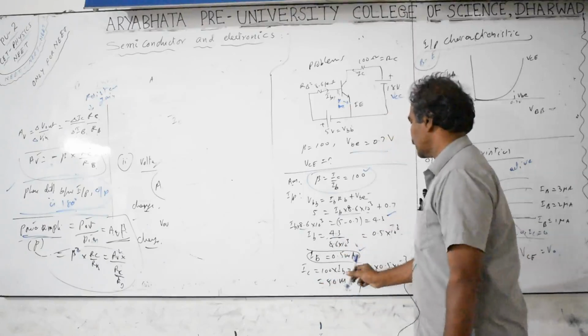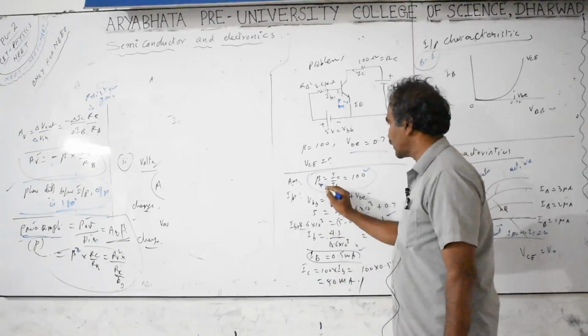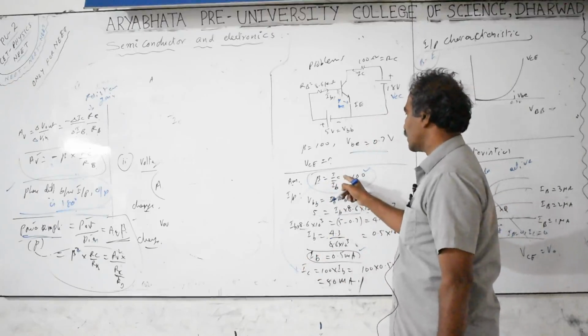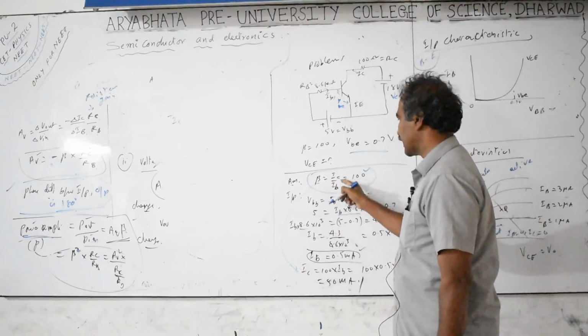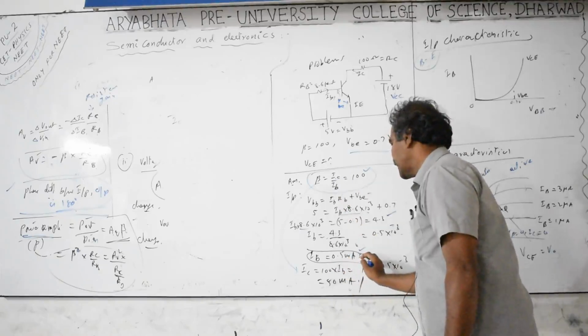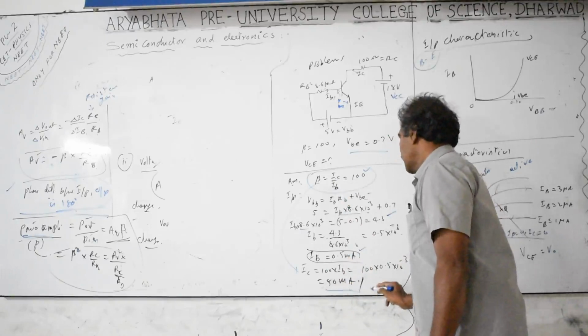Next is IC. IB we got. IC we have to find from the relation beta equals 100, which is output current by input current, IC by IB. So IC equals 100 into IB. IB we got as 0.5 milliamperes, into 100. The result is 50 milliamperes.